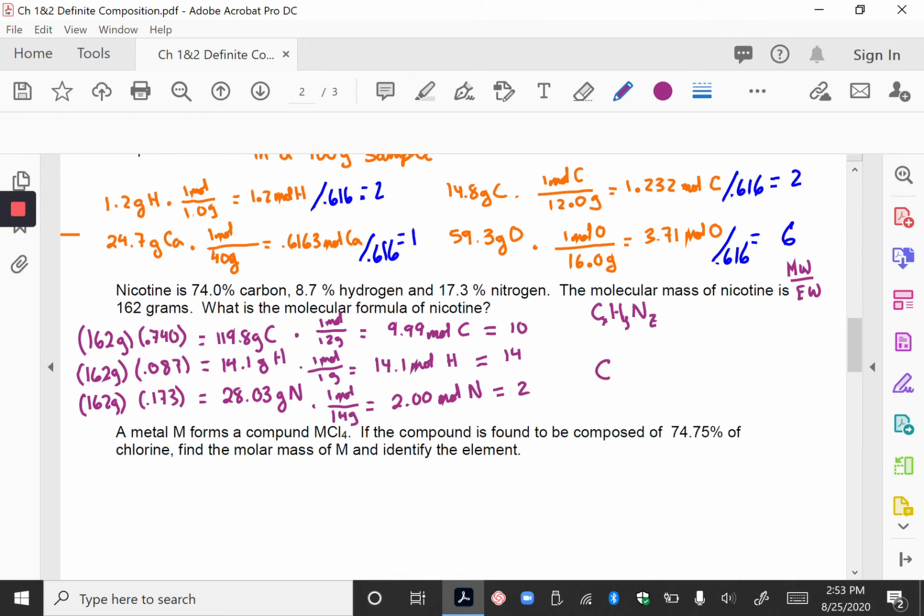So my molecular formula would be C10H14N2, and that is my answer. I think this method is a little bit shorter than the original method where you look at a 100-gram sample, find the empirical, and then do the molecular weight over the empirical weight. But either one works just as well.